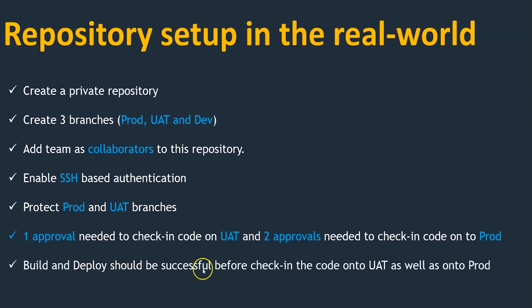Next, build and deploy should be successful before checking the code onto UAT as well as prod, which means that assume I have pushed my code onto the dev environment. From the dev environment, I will build and deploy it on the dev system. Once it is successful, then only I can check in my code onto UAT. Similarly, on UAT also, I will do build and deploy. If it is successful, then only I will check in my code onto prod. That is how we can make sure that working code is moving on to production. So these are the steps I'm going to take care of while creating the repository for my cab booking or taxi booking application. Let me show you this in the diagram.